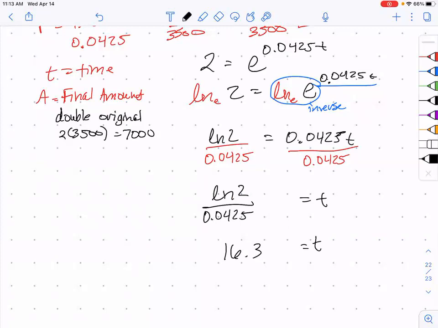Question, Lauren? Okay. So we're dividing, we get our answer 16.3. A couple of you guessed 10 or 11 years. Are we still in a reasonable range? Yeah.